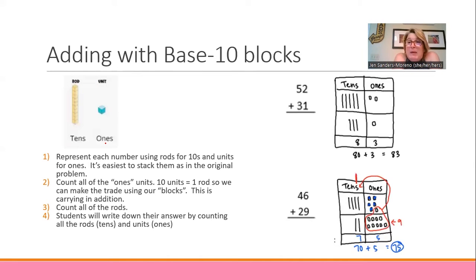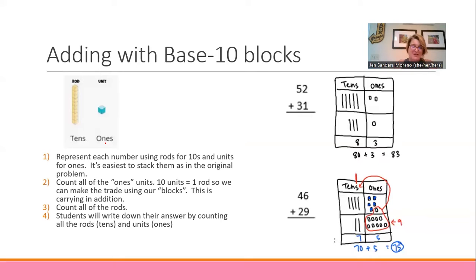So how do you add with base 10 blocks? Well, first we have to remember what base 10 blocks are. I've got a picture of a rod, here's what a rod looks like, and then a unit, which is small, but there it is. The idea is that students would have a set of base 10 blocks to play with on their desk, and then they translate it onto their paper.